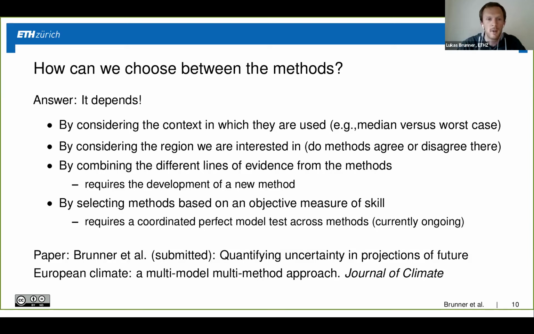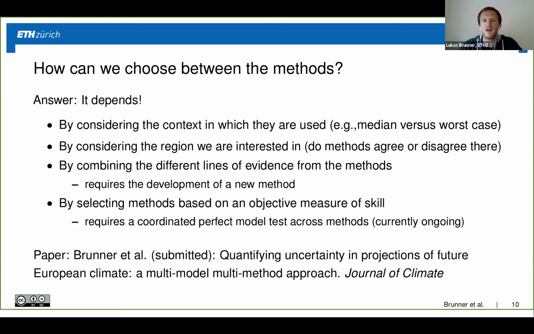Similar for regions. If you're interested in a region where all of the methods agree, it might be less crucial which method you pick. This is very different if you look at a region like Northern Europe, where all of the methods are kind of diverging a little bit. Then you have to really think about what you want to do and what you need.